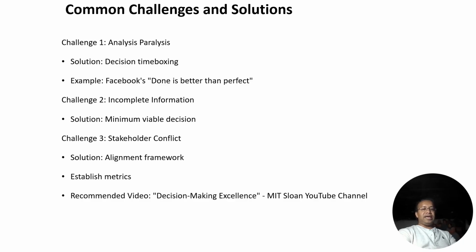Challenge number one is analysis paralysis. If you take a lot of time to just do data analysis, data collection, and you continue to collect extra data to validate the data that was already collected, you could lose precious time in taking and implementing decisions. The solution is decision time boxing, which is a time management technique that involves setting a specific time period to make a decision. It can help you make a decision more efficiently by limiting the time you spend on it. And how does it work?